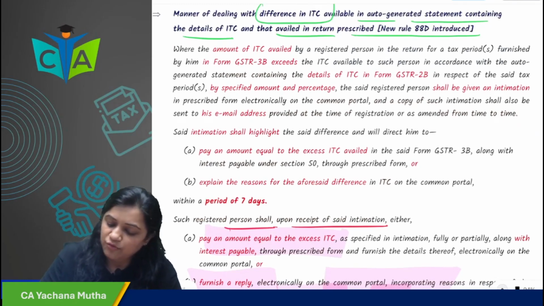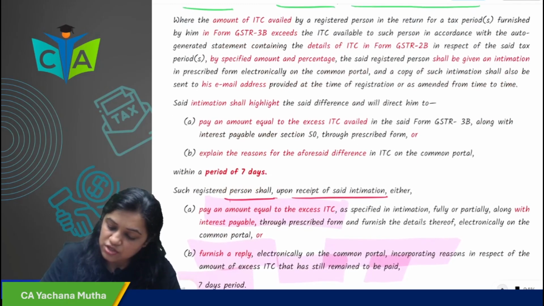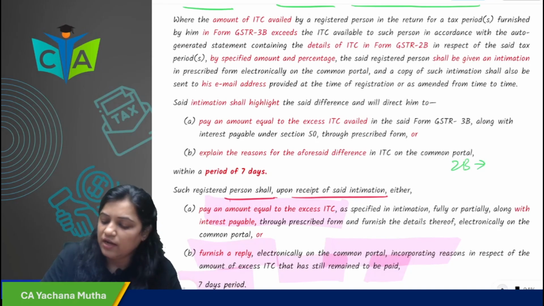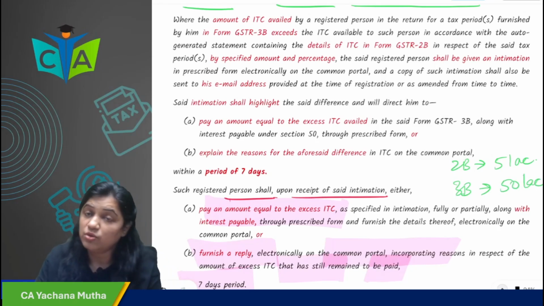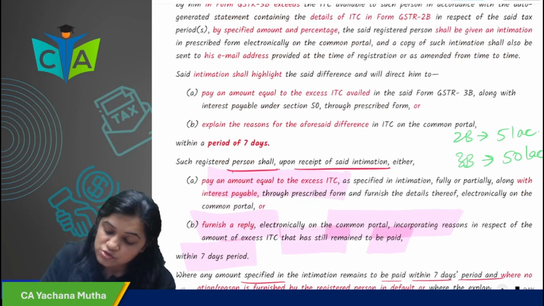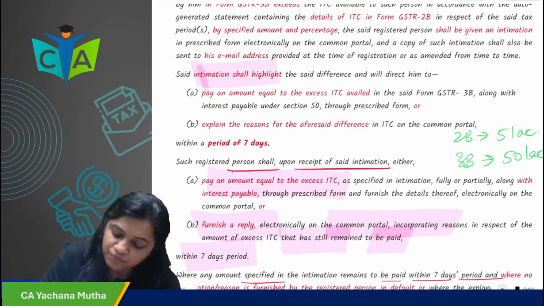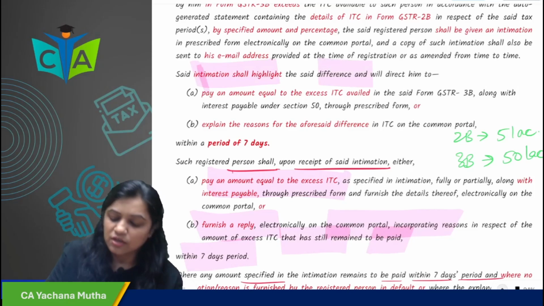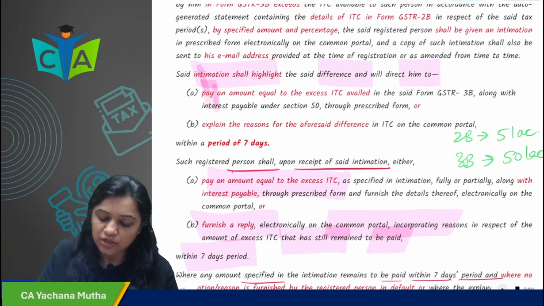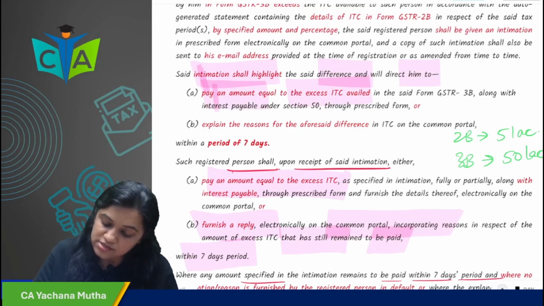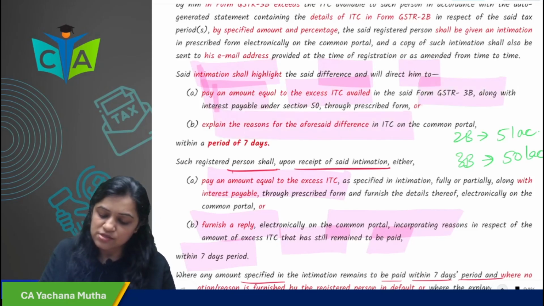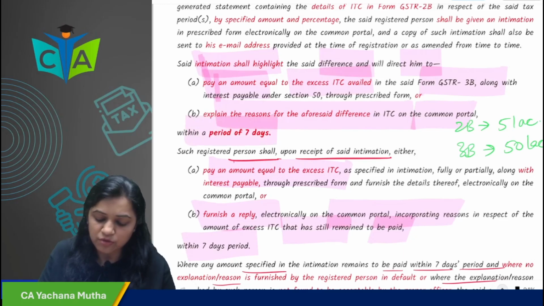So, for example, in GSTR 2B, the ITC comes to 5 lakh rupees. But in 3B, you have availed say 50 lakh rupees. So, there is a difference. Obviously, the government will send you the intimation. They will tell you this is the difference, and they will direct you either to pay the amount of excess ITC availed, or explain the difference, within a period of 7 days.